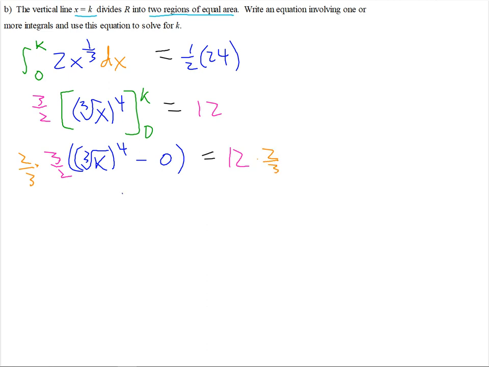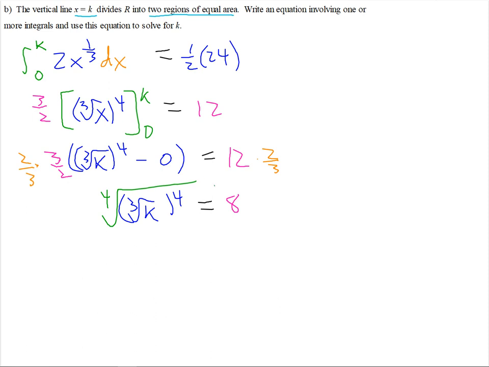So then we'll just have the cube root of k to the 4th equals, 3 goes into 12 4 times, 4 times 2 is 8. And then get rid of the 4th, take the 4th root of both sides.